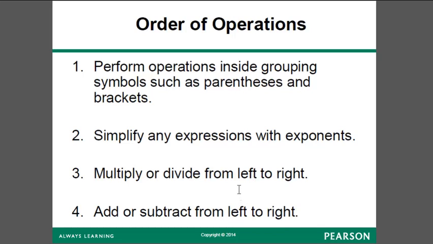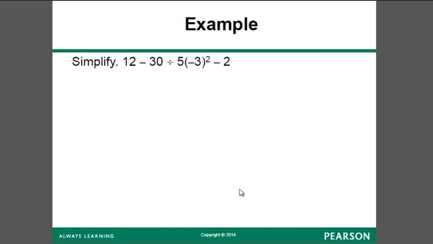So let's look at some examples. We have 12 minus 30 divided by 5 times negative 3 squared minus 2. Remember, the first thing to look for is parentheses. Well, I have a set of parentheses here, but there's nothing I can do to simplify inside the parentheses. So the next thing I do is identify the exponents. And I have negative 3 squared.